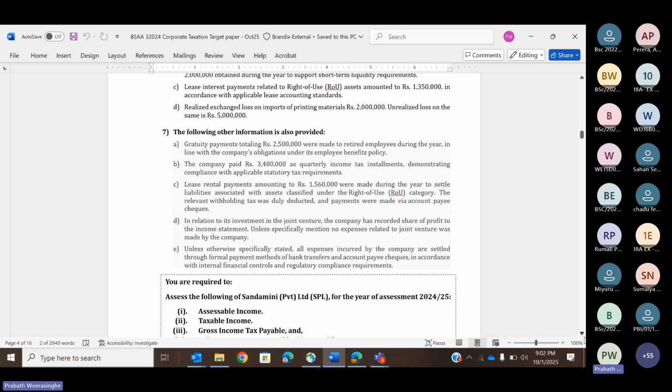So they have given additional information that in relation to the investment in the joint venture, the company has recorded share of profit to the income statement. Unless especially mentioned, no expense related to the joint venture was made by the company. That means, in this case, they especially mentioned that foreign traveling costs are related to setting up that foreign business venture. Other than that, no other expenditure is relevant for the foreign venture. That's what it means.